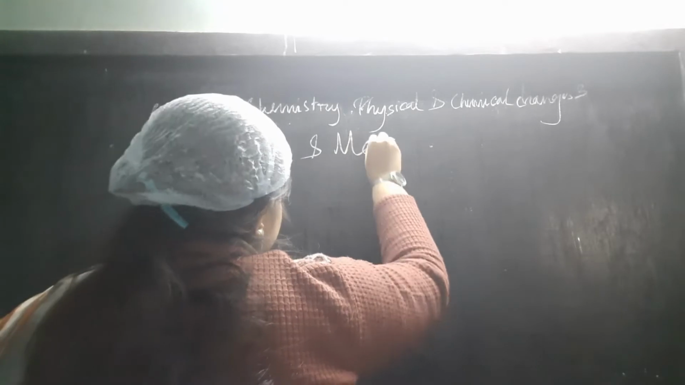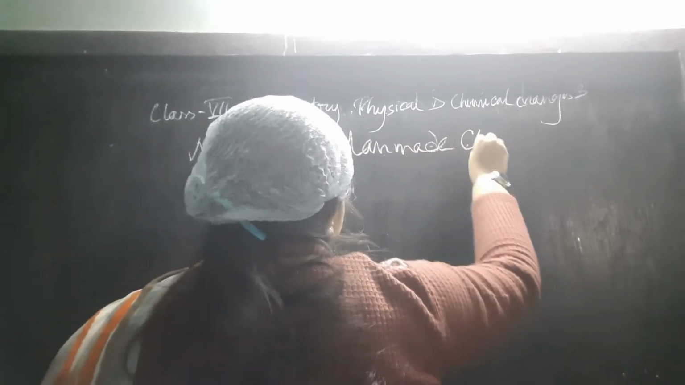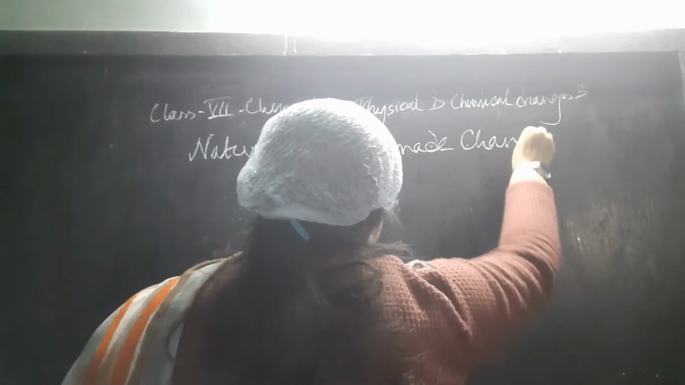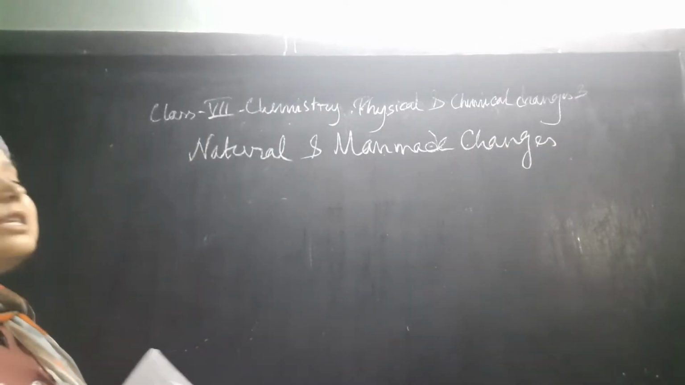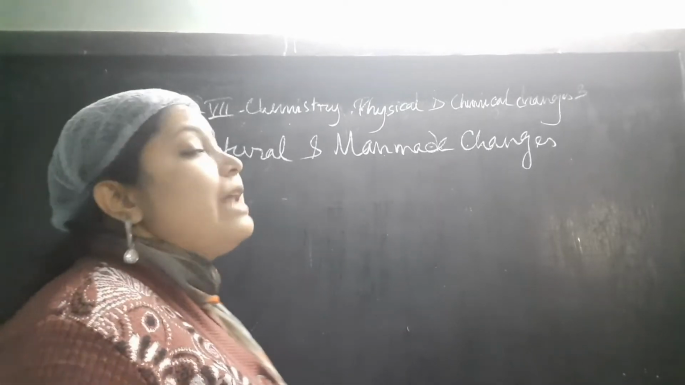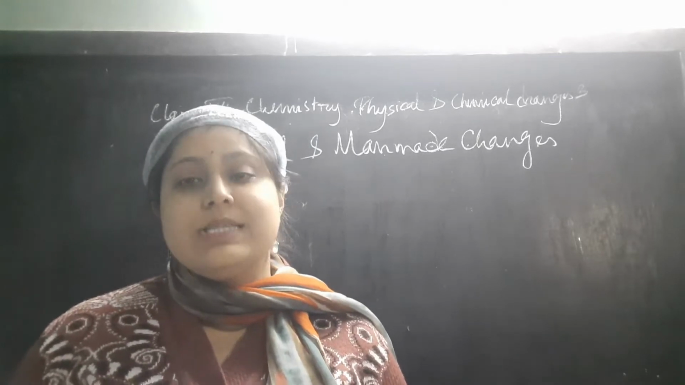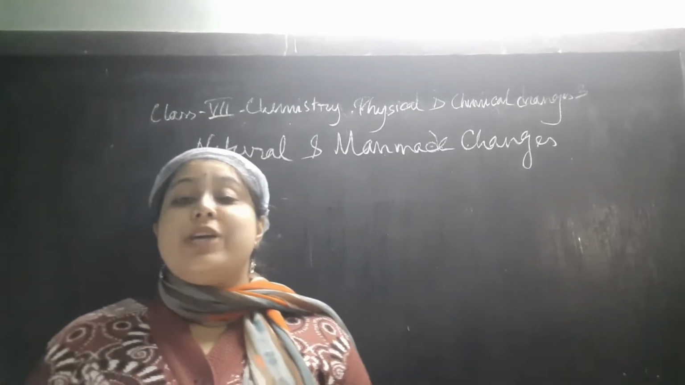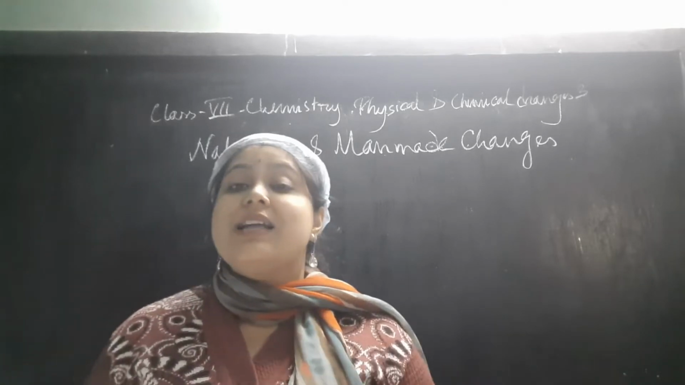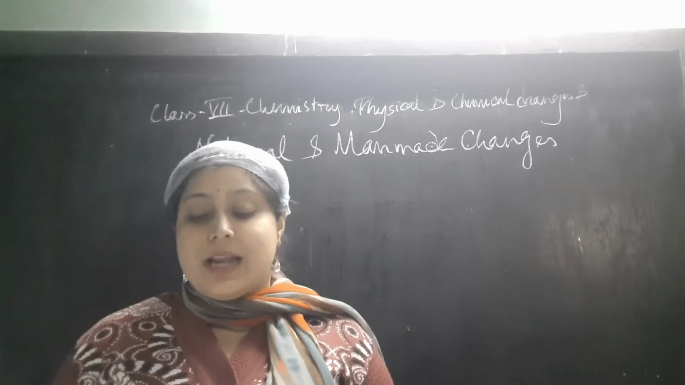Natural and man-made. As the name suggests, the changes that occur naturally without any help of any human being or any animals are called natural changes. And man-made change means the changes that are done by us. We are doing something, that is why these changes are happening.